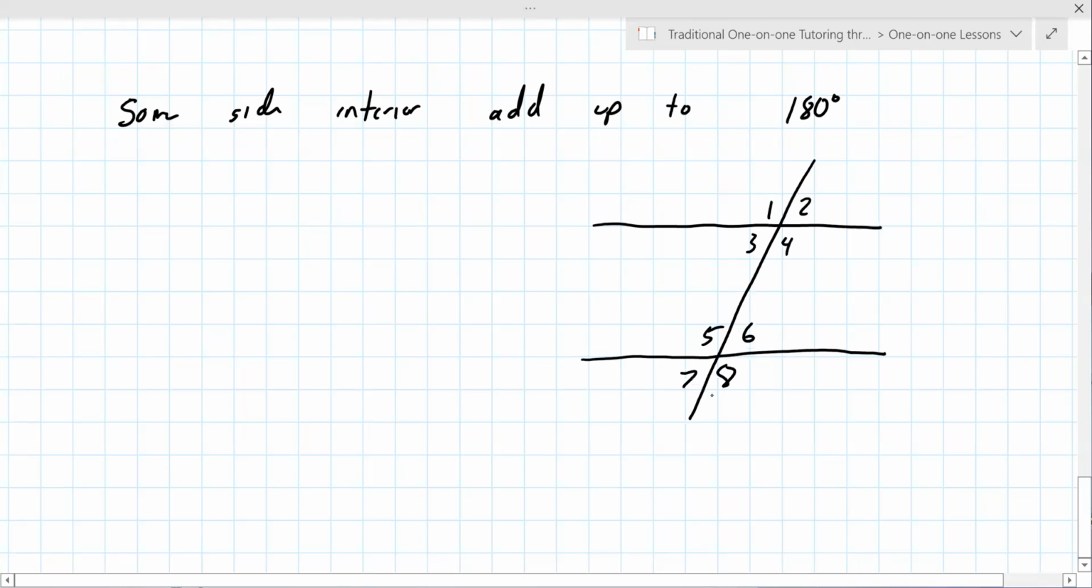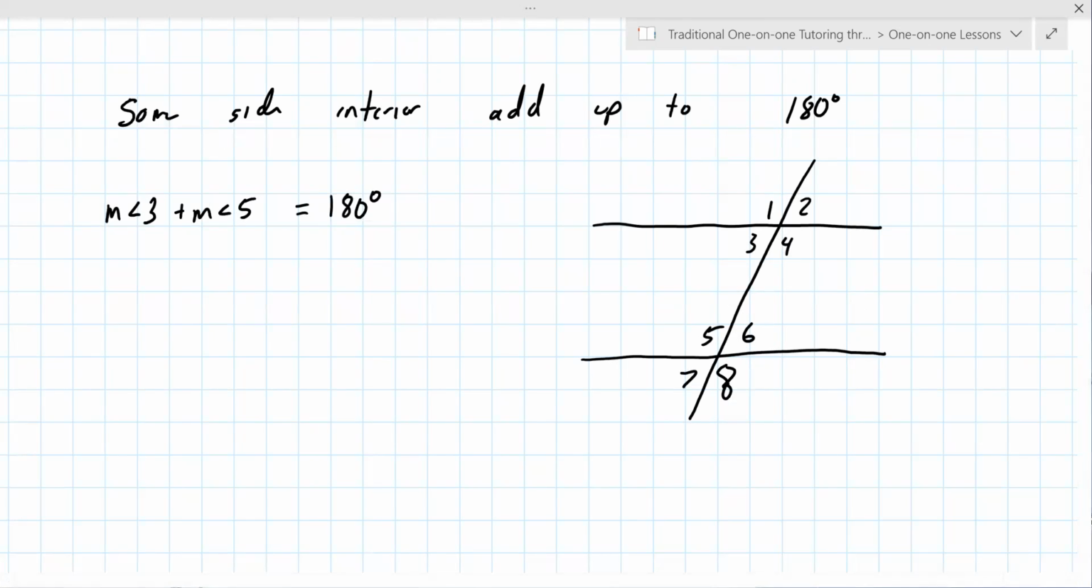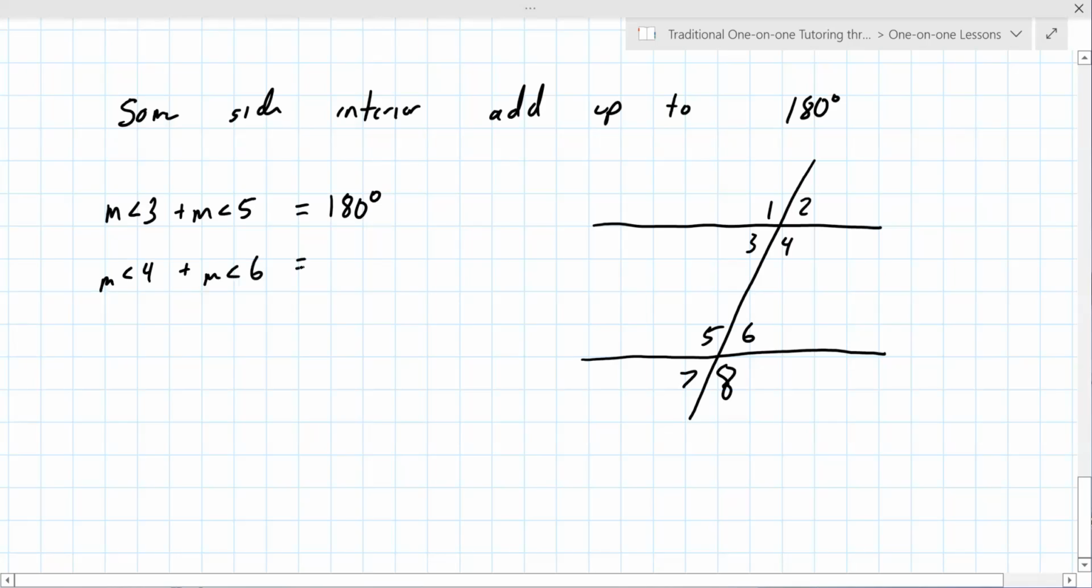So in the beginning, I said the same side interior. The interior is this region in here with 3, 4, 5, and 6. And then the same side is on one side of the transversal. So in this case, it means that the measure of angle 3 plus the measure of angle 5, they are same side, but in the interior, they add up to 180 degrees. All right, and then the same thing applies to the other side. The measure of angle 4 plus the measure of angle 6 is 180 degrees.